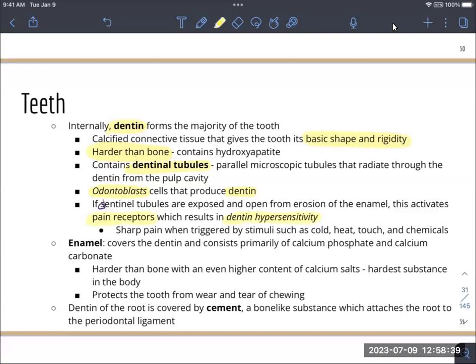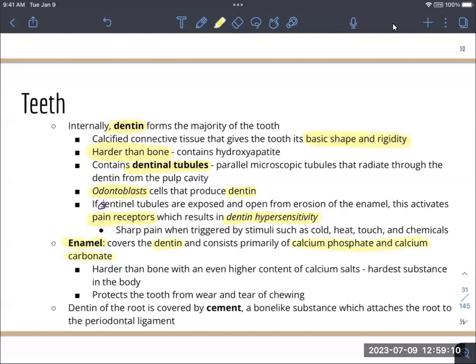Now the enamel. The enamel is what covers that dentin, and it's mostly calcium phosphate. There's some calcium carbonate in there. Again, it's harder than bone. It is the hardest surface in our body, this enamel, because it protects your teeth. It protects those different layers of your teeth and helps keep them healthy, per se.